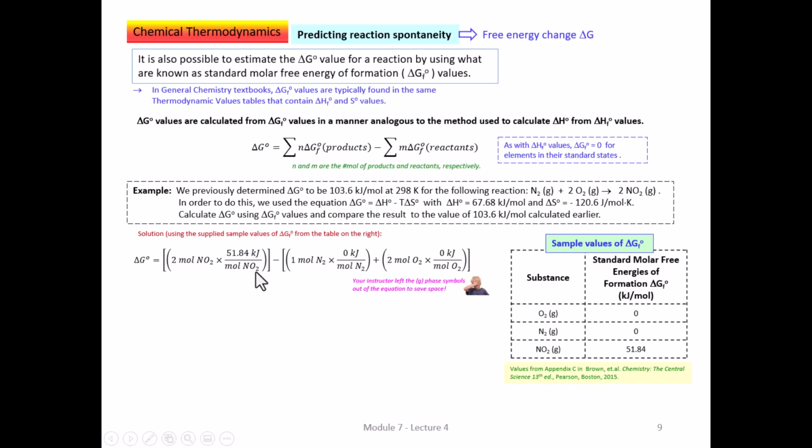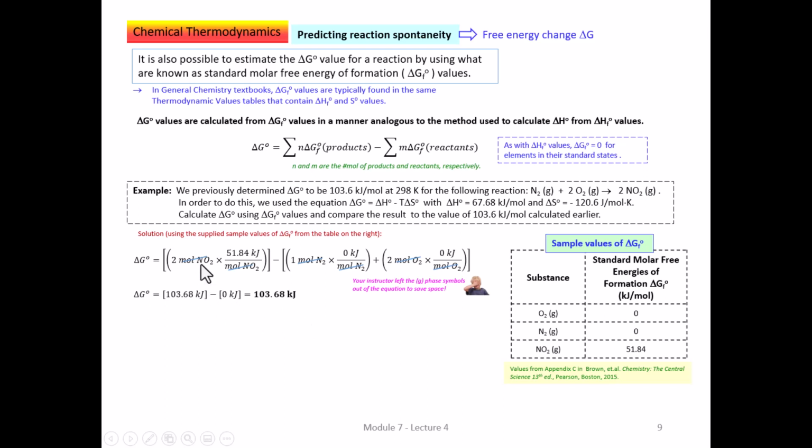You might wonder why I left out the phase symbols for all of these. I don't have NO2 listed as a gas. I don't have nitrogen or oxygen listed as a gas. I've told you before, you need to be careful about this. And I simply ran out of room here, so that's why they're not there. So if we do the math, we get a delta G of 103.68 kilojoules.